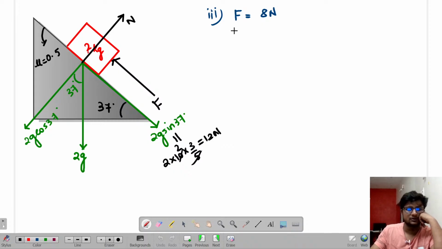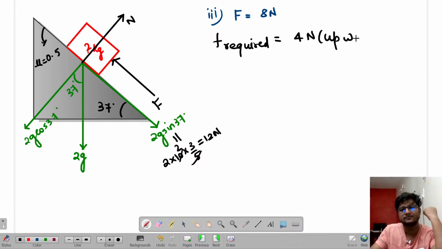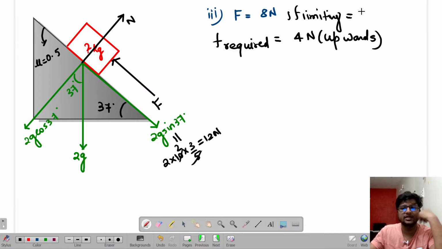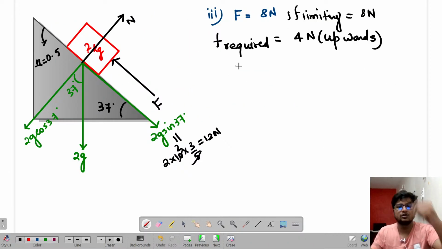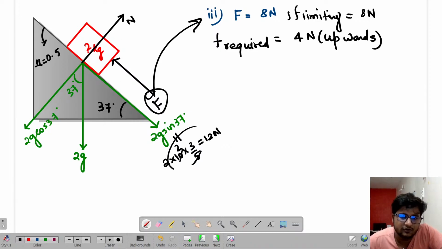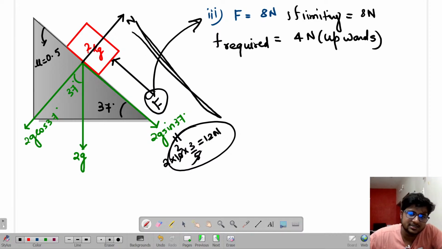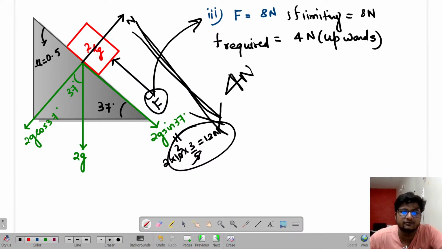Now this force is 8 Newton, this is 12 Newton. Again, where is my net pulling force? 4 Newton downwards. So again, if I write, F required is how much? 4 Newton in the upward direction, correct? Again, F limiting is how much? This time F limiting is still the same, which we have used, 8 Newton. Look over here, F required is, see, this force I am taking to be 8, and this force is 12. So you can see there is still an extra downward force of 4 Newton.